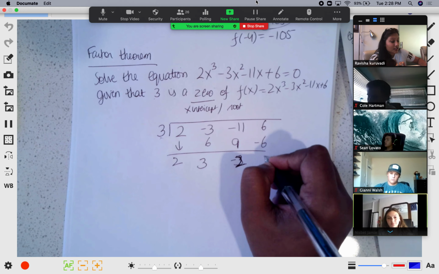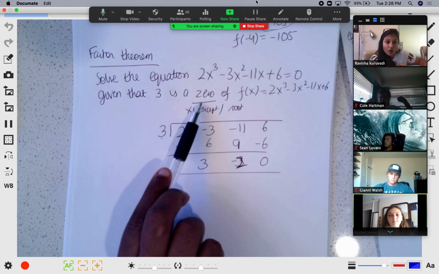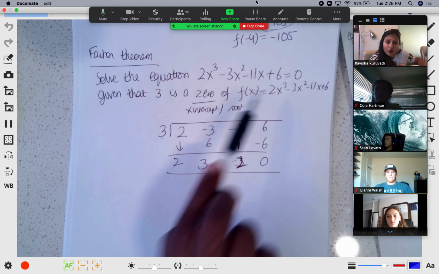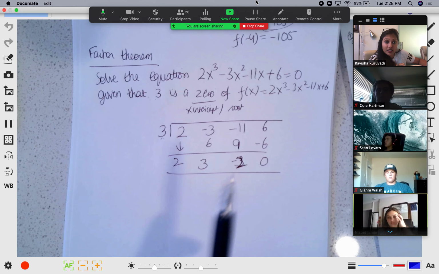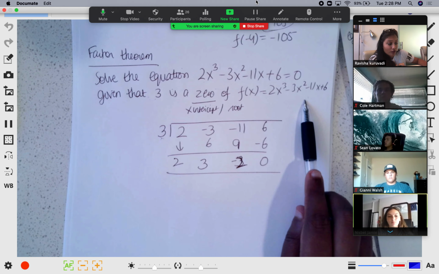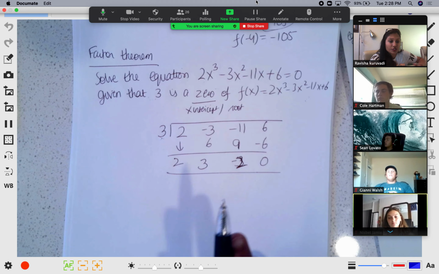Perfect. Note this, since 3 was a 0 of this thing, your remainder will come out to be 0. Since 3 is a 0 of this polynomial, it is given to you in the question. So when you solve, your remainder will come out to be equal to 0. What's the quotient, Jamie?